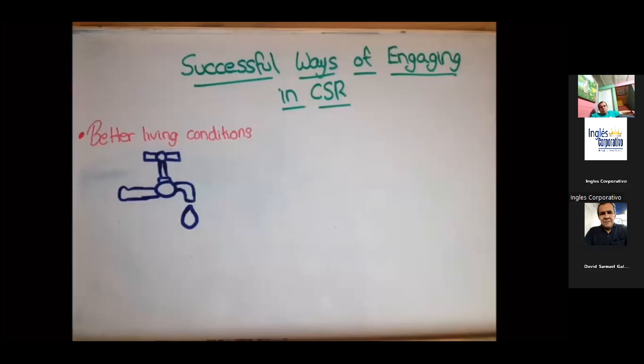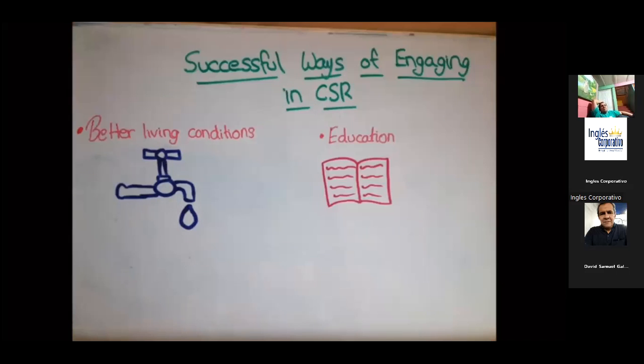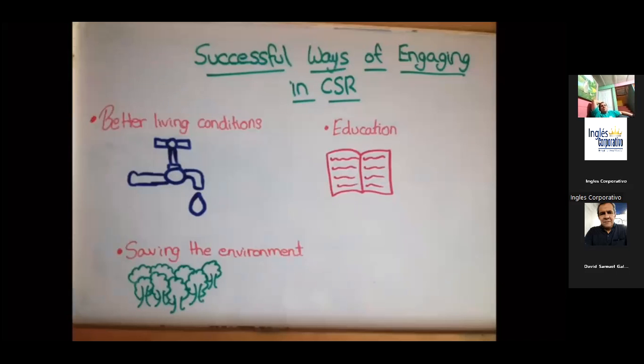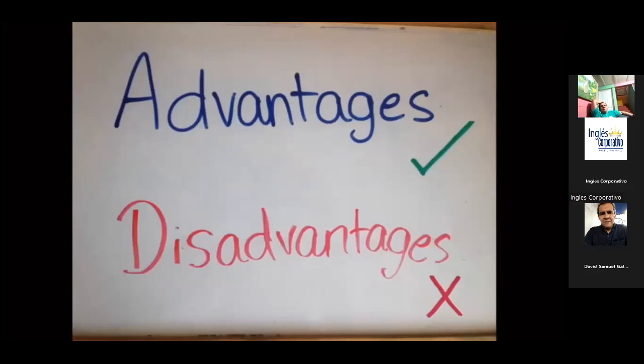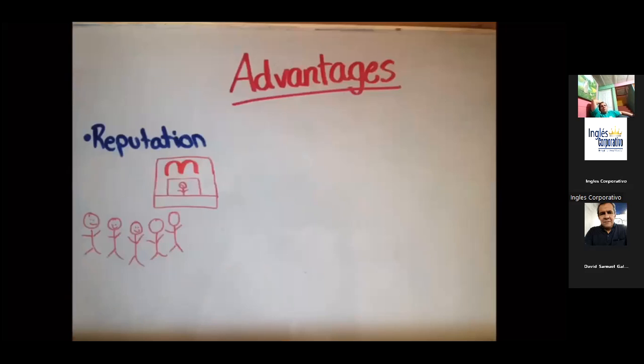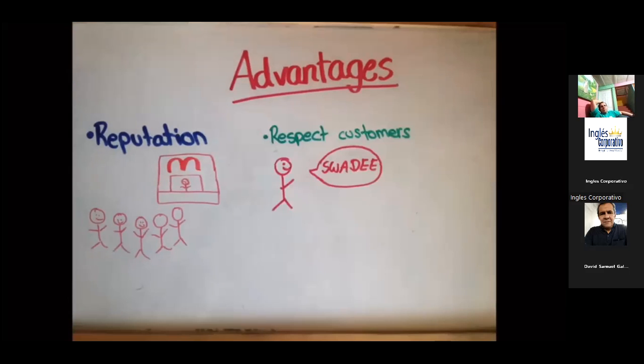The most successful ways of engaging in CSR includes providing better living conditions with clean water in villages, education for poor children, saving forests and reforestation, and providing health services. To give you a bigger picture on CSR, here are some advantages and disadvantages. Some advantages are, CSR can help the reputation of a company, reduce their risks, and help improve their business methods. It can teach workers to respect customers, the society, and the environment.